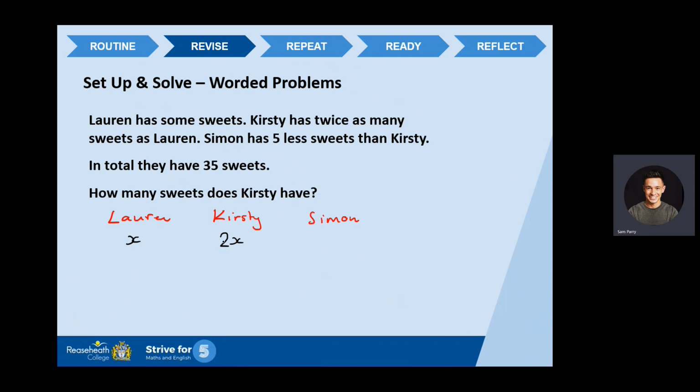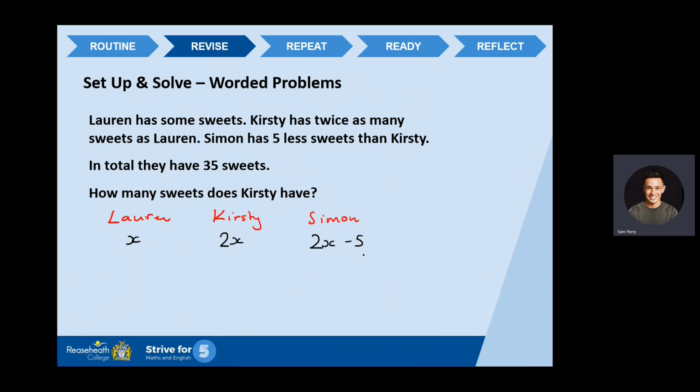Kirsty's got twice as many. Simon has 5 less sweets than Kirsty. So Simon has the same as this, but 5 less. So he's got 2X minus 5. That's how. So what I've done, I've taken the words out and used algebra to replace them.